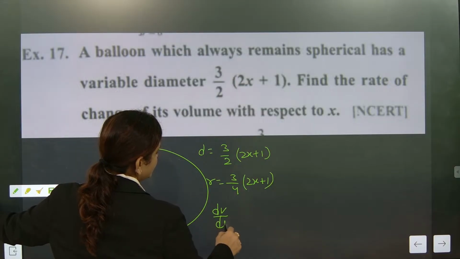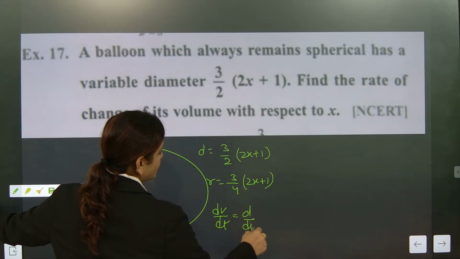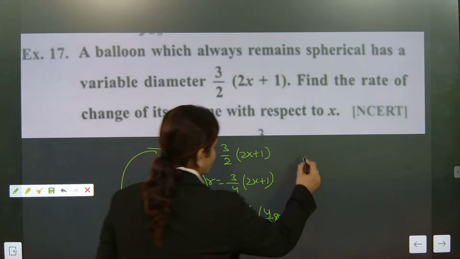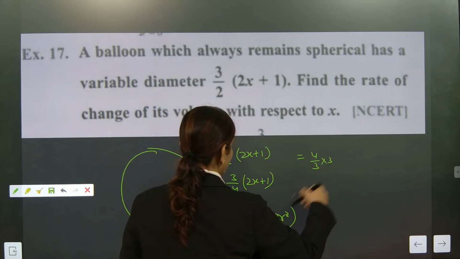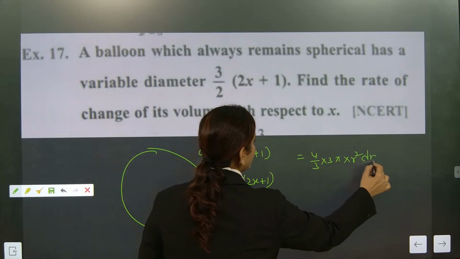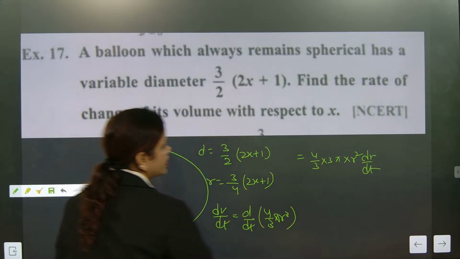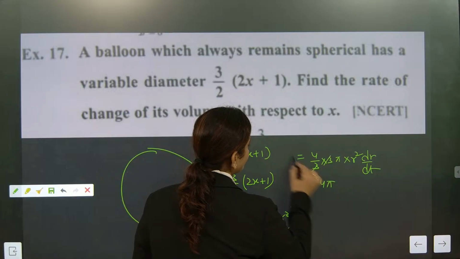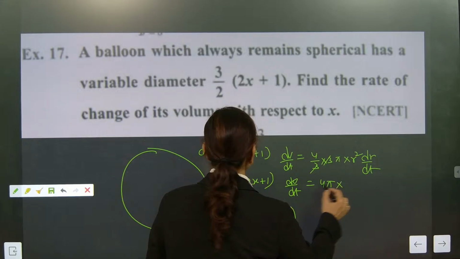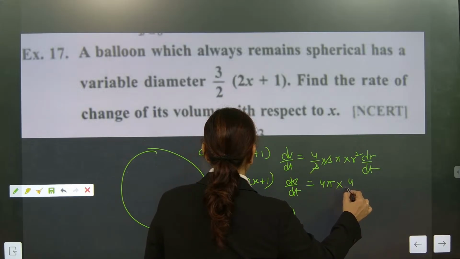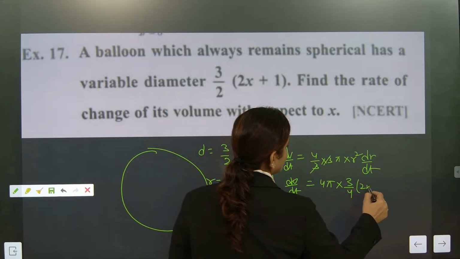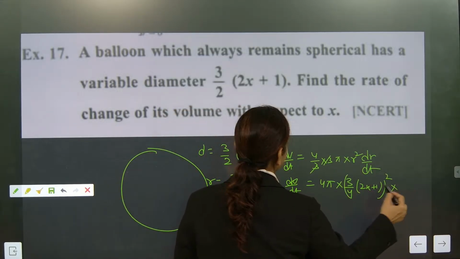So dV by dt is the rate of change of volume, that is 4 by 3 pi r cube. Understood? Same format here. So it will become 4 by 3 into 3 pi r square dr by dt. The radius is already given. This 3 will get cancelled. 4 pi, this is dV by dt and this is dV by dt. Here the r part is coming as 3 by 4 (2x plus 1) whole square into dr by dt.